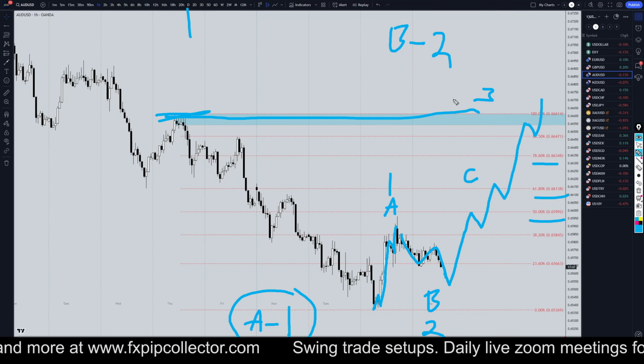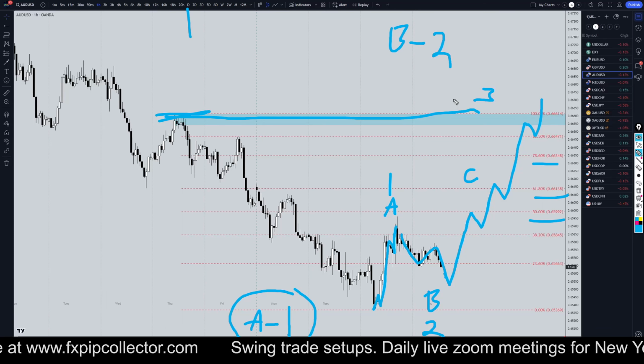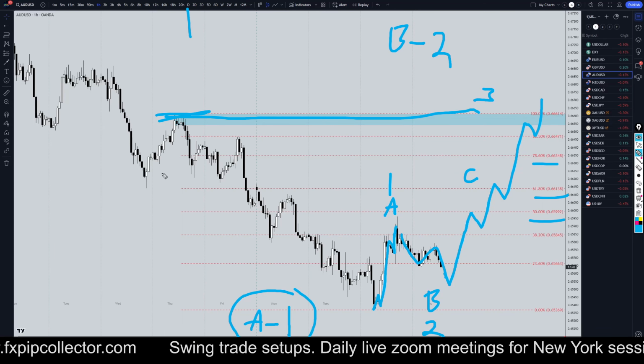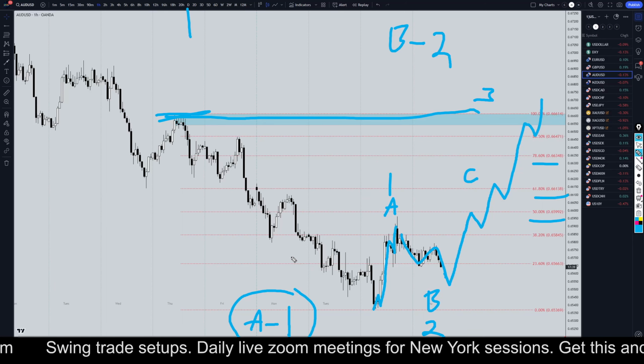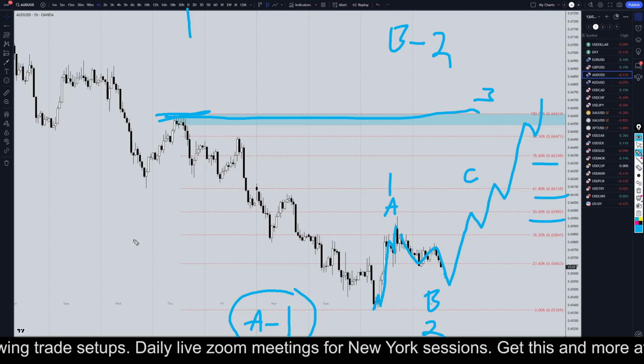We got non-farm payroll tomorrow, so maybe that will be what causes the break of structure, but with the U.S. elections less than a week away, I don't know, it could be a very choppy market until then.